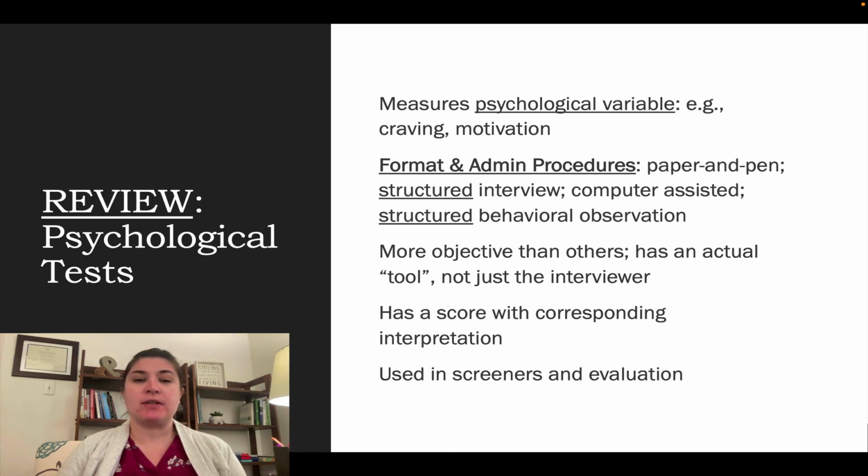Measuring psychological variables like craving or motivation is how these tests are created. They can be used in different formats, including paper and pen. They can be more structured or computer assisted, or they could just be behavioral observations. Psychological tests tend to be more objective than others and are used as an actual tool for the interview rather than just the interviewer asking questions. They all have a score corresponding with an interpretation from that psychological test, and they are used in evaluation and screening assessments.